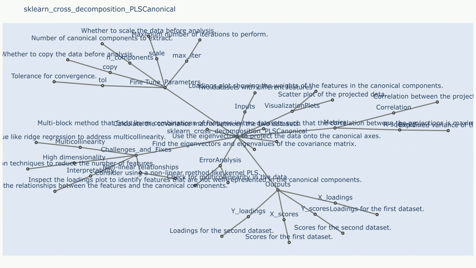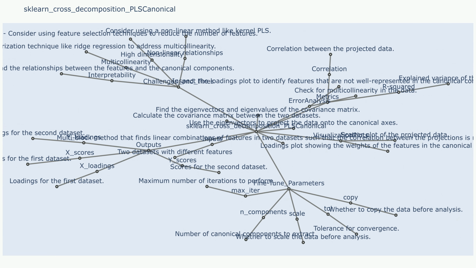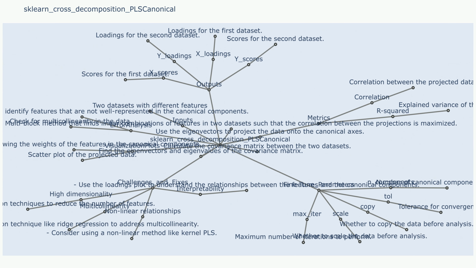The scores for the canonical variates are the X scores and Y scores. Metrics: canonical correlations, the correlations between the canonical variates. These values measure the strength of the relationship between the two sets of variables. Explained variance, the proportion of variance in each set of variables that is explained by the canonical variates.